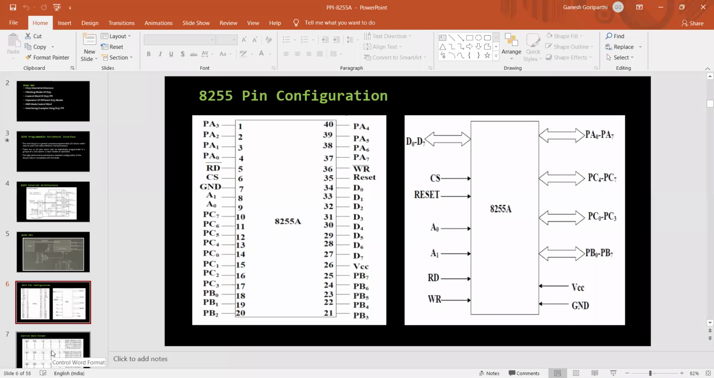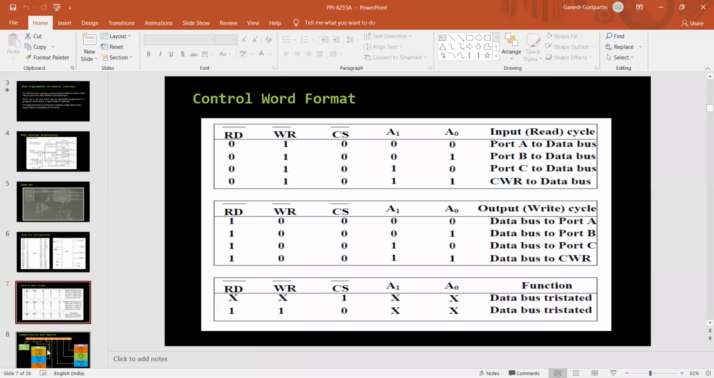In today's class, we'll see the control word format. How do we define the control word? What is the format of the control word, and what are the different working modes of 8255? That we'll try to see in this class. Hope the introduction, architecture and pin diagram are clear to you. For those who were not present in the previous class also, it should be clear. So without wasting any time, we'll see the control word format.